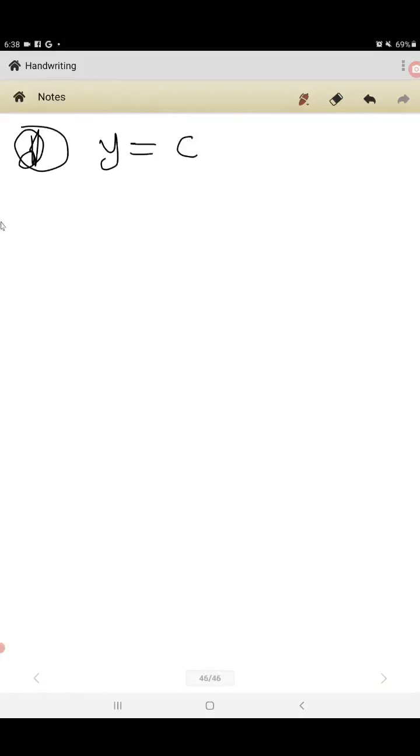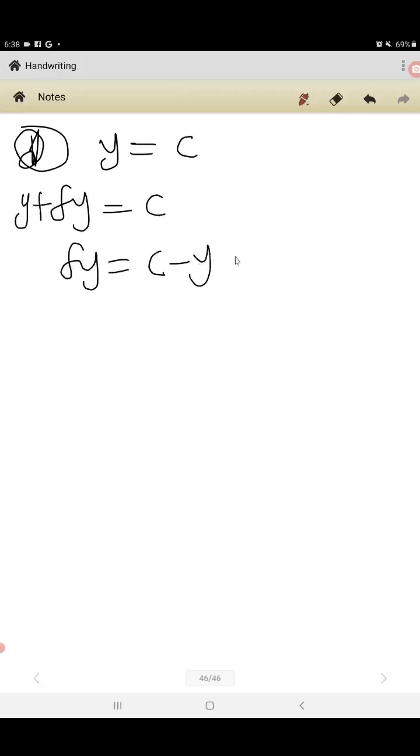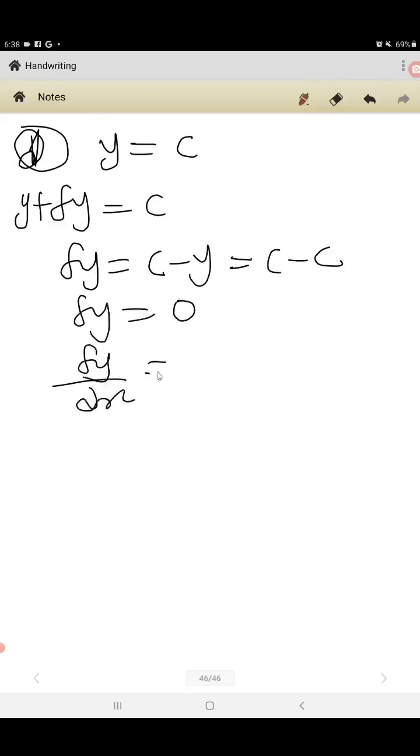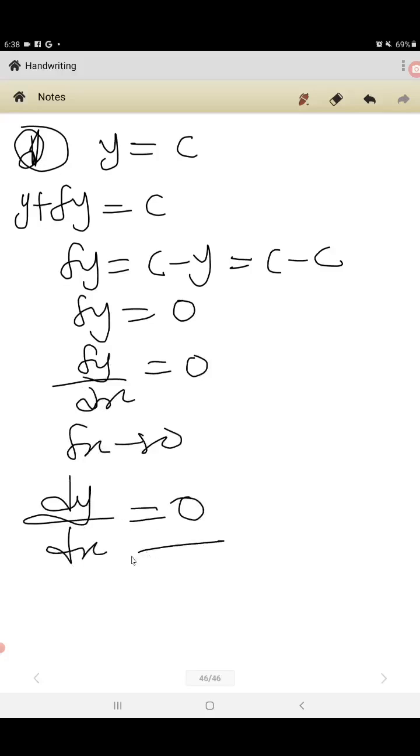What you just need at this junction is change in y: y plus change in y is equal to C. Therefore, change in y is equal to C minus y, which is equal to C minus C. So change in y is equal to 0, meaning that change in y over change in x is equal to 0. So at the limit, when change in x tends to 0, dy over dx is equal to 0. So meaning that anytime you are differentiating a constant, it will surely give you 0.